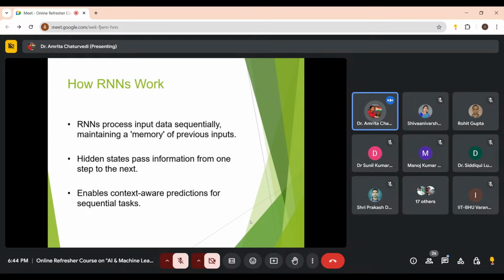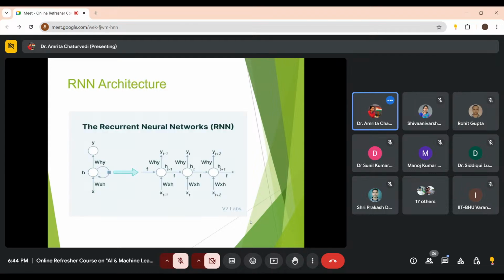Whatever the activation state at time t minus 1 was, it is passed on to the hidden state at time t, which is again passed on to the hidden state at time t plus 1. So hidden states pass information from one step to the next. This enables context-aware predictions for sequential tasks. As you can see in the figure, H is the hidden state, X is your input, and Y is your output. WXH is the weight between the input and the hidden state, and WHY is the weight between the hidden state and your output.